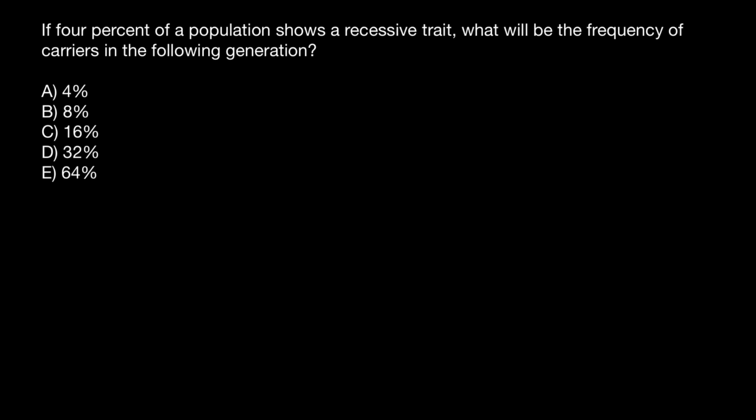Hello and welcome to Nikolay's genetics lessons, and today's problem is: if 4% of a population shows a recessive trait, what will be the frequency of the carriers in the following generation? And here is the variance of the answers.